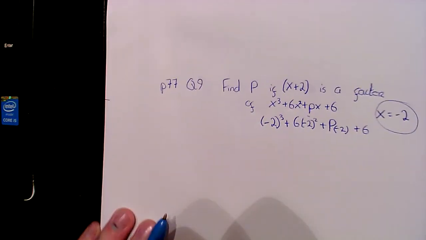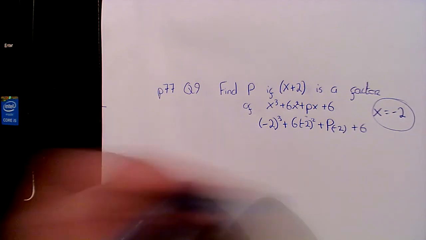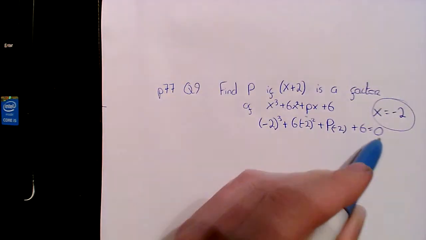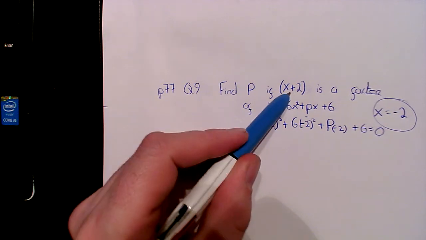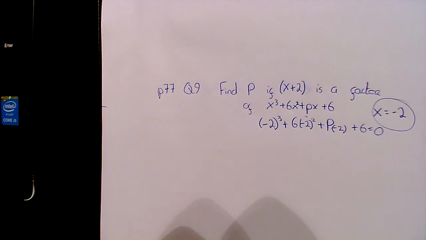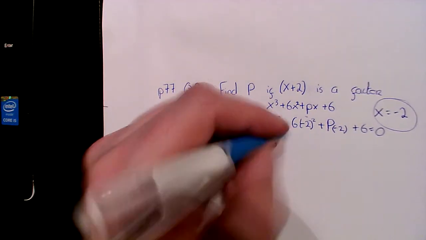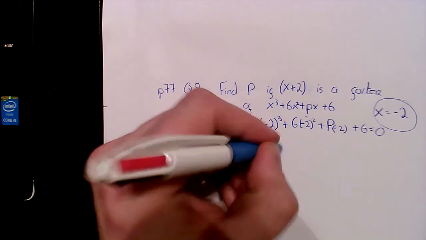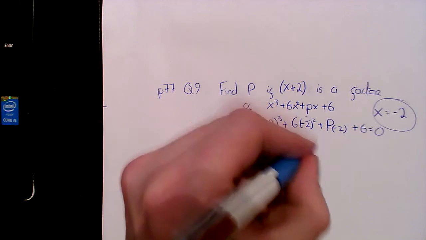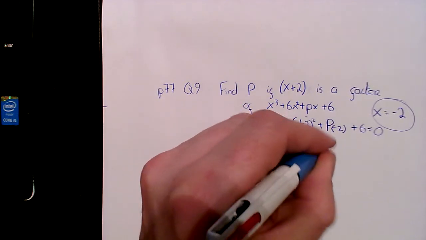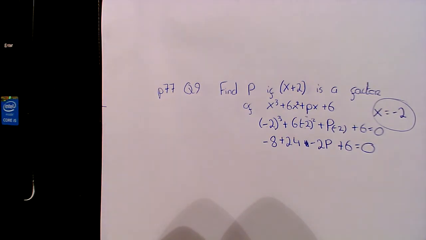I am going to take this minus 2 and put it in there, and now I'm going to work it out. But I'm presuming this is 0, because it says this is a factor of that. So let's just work out what I have. Minus 2 cubed is minus 8. Minus 2 squared is 4, multiplied by 6 is plus 24. Plus p multiplied by minus 2 is minus 2p. Plus 6 equals 0.